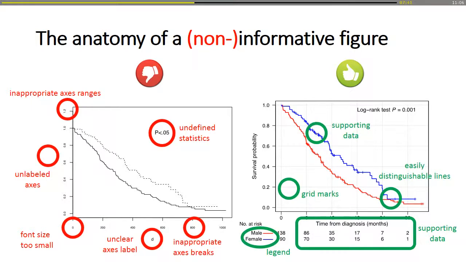So the one on the right, well, now it's got the supporting data, in this case the tick marks. It's got the major grid lines, which help us read off values. It's got the necessary supporting information that we request, which is the number of patients at risk for some discrete time points. It's got a nice legend, and it just looks professional. The axes are clearly labeled, etc.